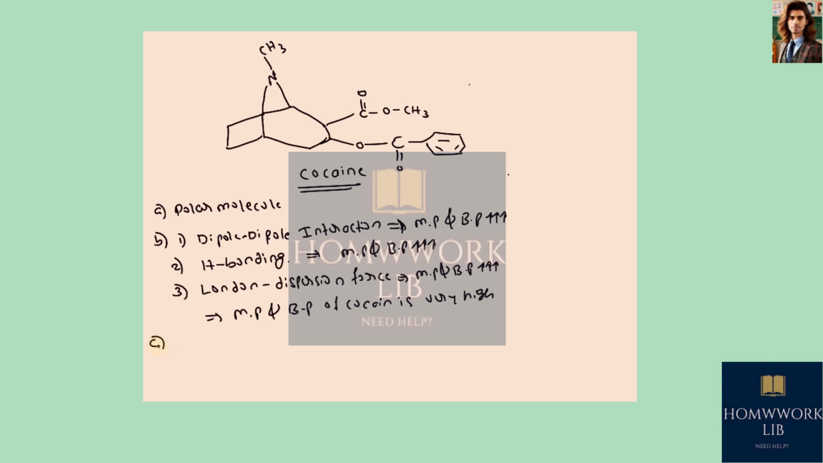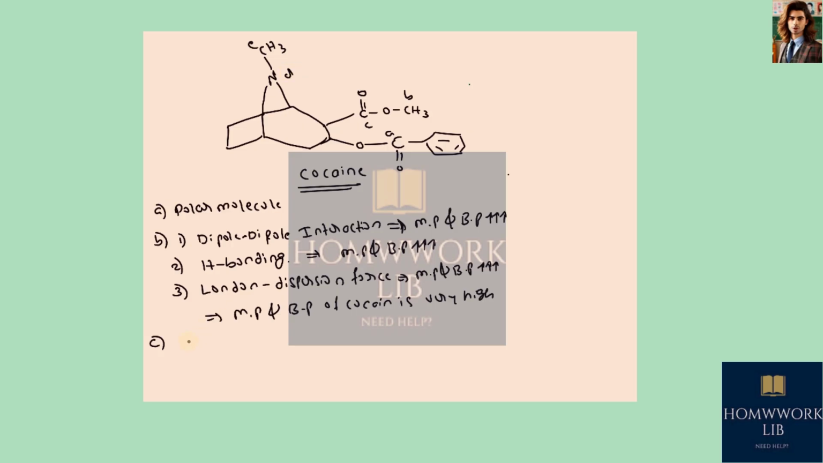In this main question they have asked another question. Here we are going to write the geometry and hybridization of any 5 central atoms present in cocaine. Now I am going to give names: this carbon is A, this is B carbon, and this is C, and here nitrogen is D, and here this carbon is E.